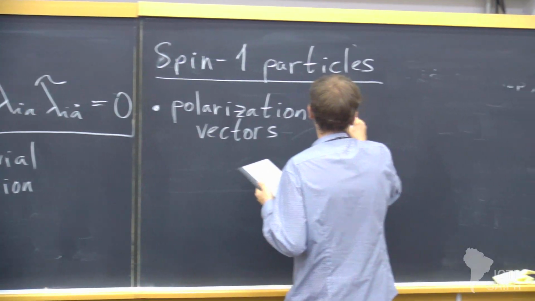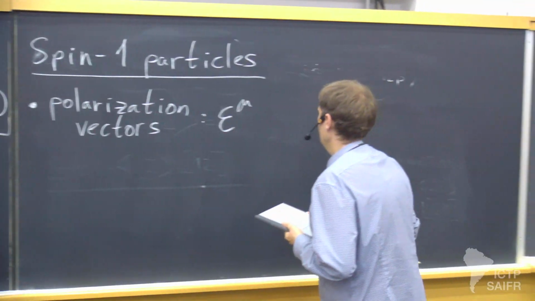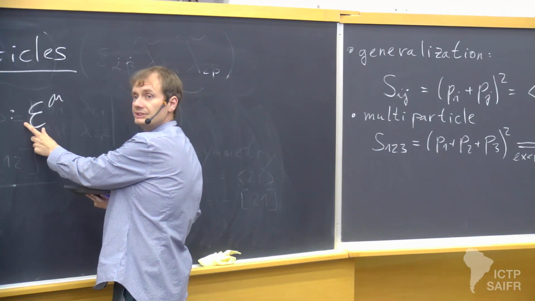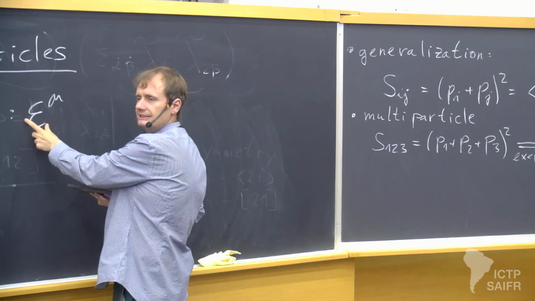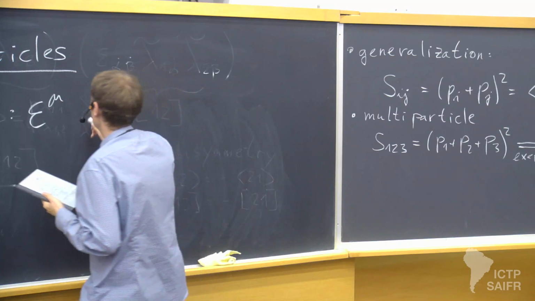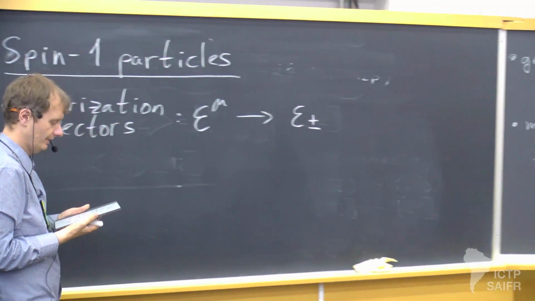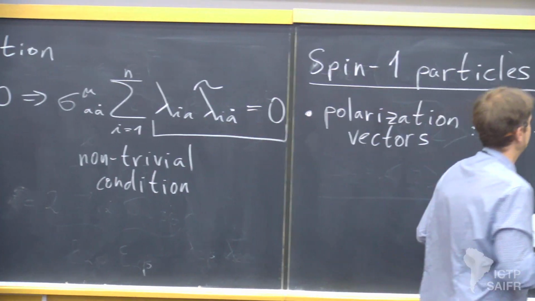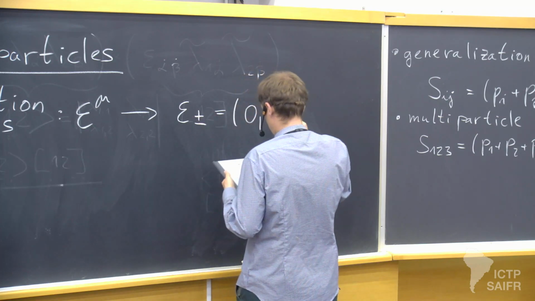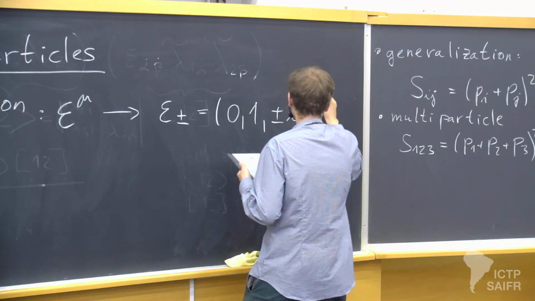So the polarization vector epsilon mu, it's a 4-component vector. We have to impose conditions on this epsilon mu because for massless particles we have only 2 polarizations, yeah? Epsilon plus and epsilon minus, which are typically chosen as the components 0, 1, plus minus i, and 0.